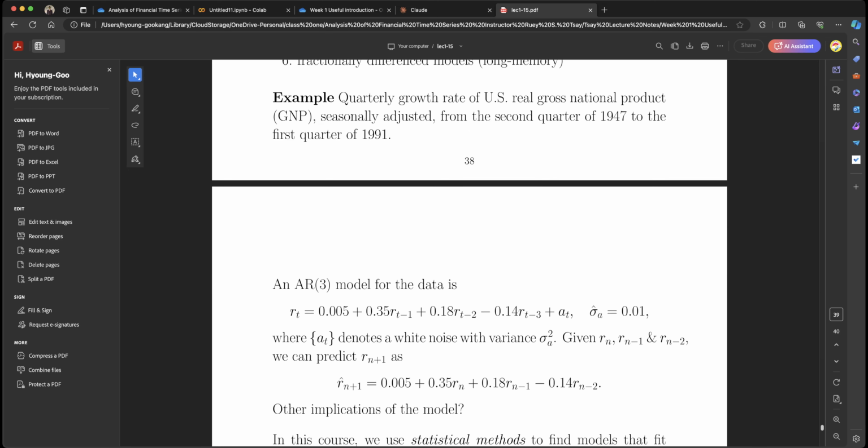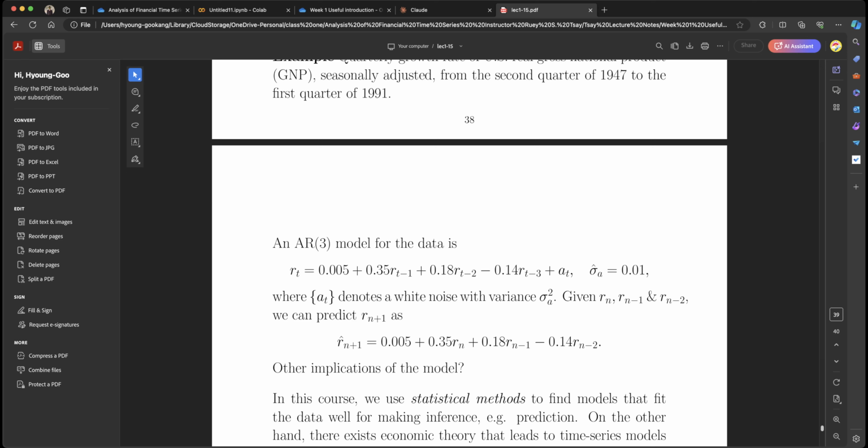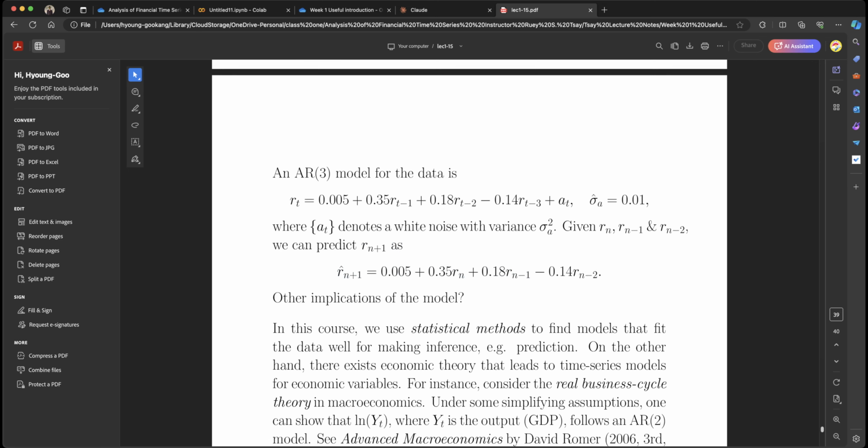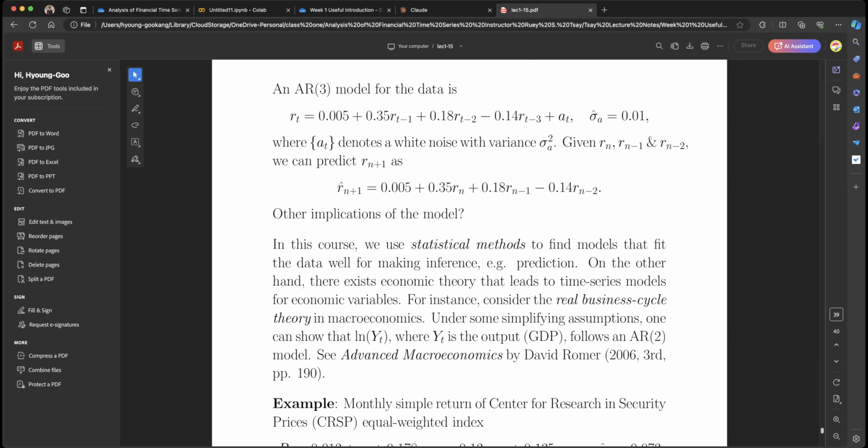An AR(3) model for the data is like this. This is called the AR(3) model. It depends on the past three data points, where a_t denotes the white noise with a given variance. So given r_n, r_{n-1}, r_{n-2}, we can basically predict r_{n+1} as this. In this course, we use statistical methods to find a model that fits the data well for making inference or predictions. This is a way of prediction.